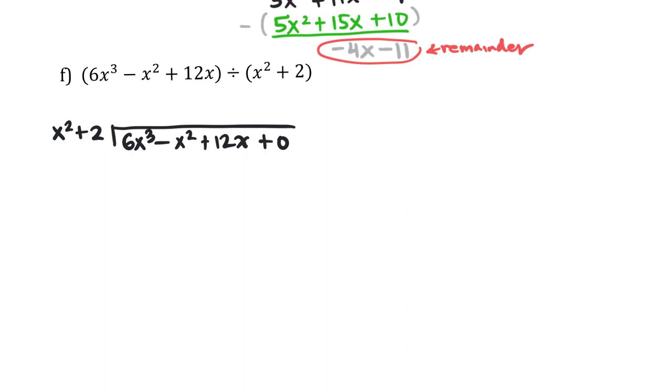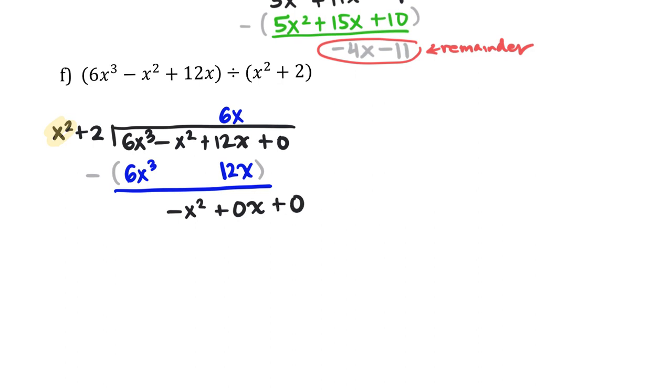And again, I'm just looking at the first term. So to get 6x cubed, I have to times by 6x. 6x cubed, 2 times 6x is 12x. So let me line it up under the like terms, which is way over here. I'm still subtracting, even though it looks funny. Okay, this cancels. Negative x squared minus nothing is still negative x squared. 12x minus 12x is nothing. But I'm going to put 0x because I don't want to lose the placeholder. And then let me bring down the 0.